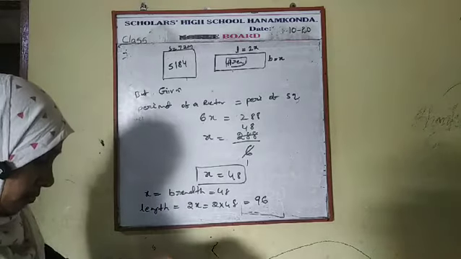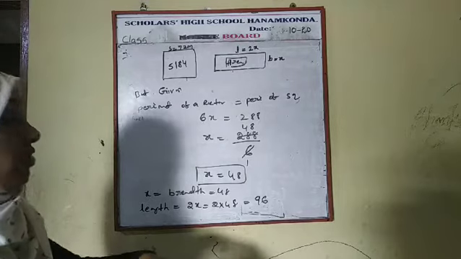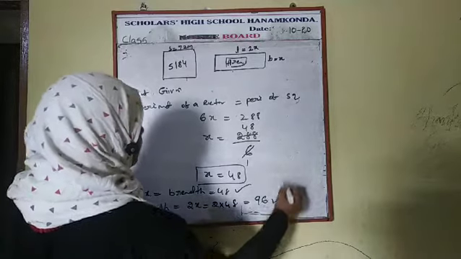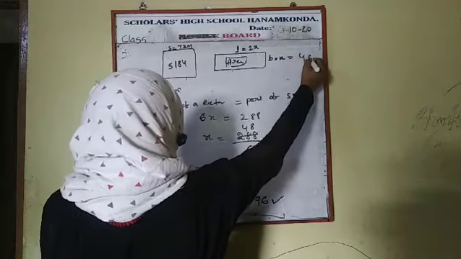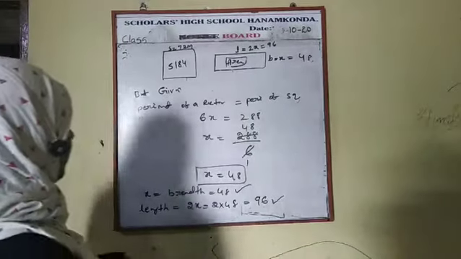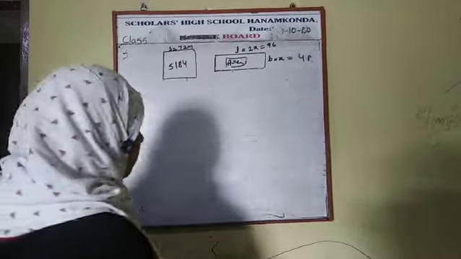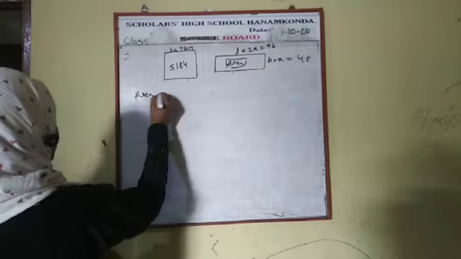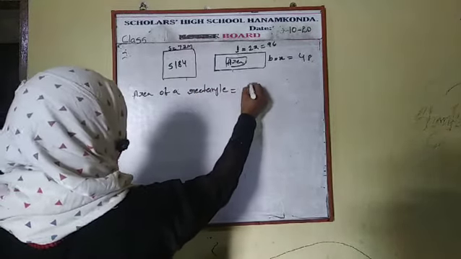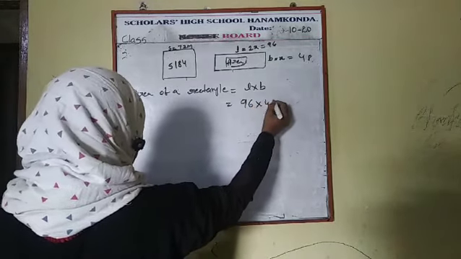What you have to find here: the area of the rectangle. Now we get breadth is 48, length is 96. Now we have to find the area of a rectangle. Very lengthy problem, important problem. Okay. Now the area of a rectangle formula is length into breadth. Length is 96, breadth is 48.